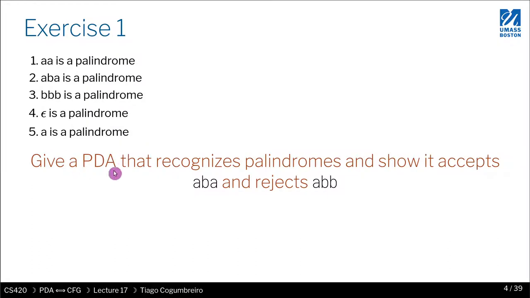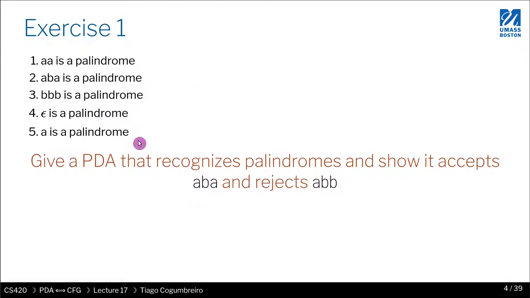So the PDA that we want to write, and I hope you try to do this, should reject, for instance, ABB, because when you reverse that string, you get BBA, which is different than the original string, ABB. But with ABA, it's not the case.